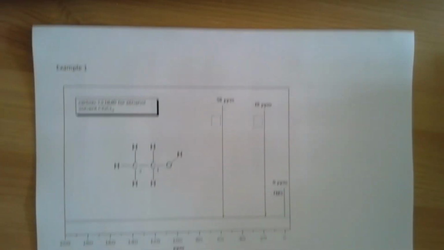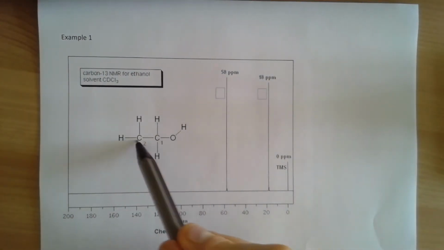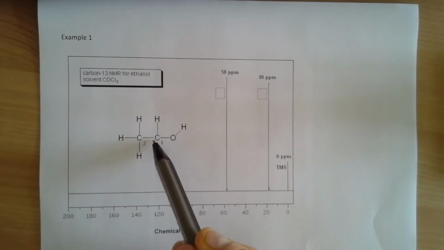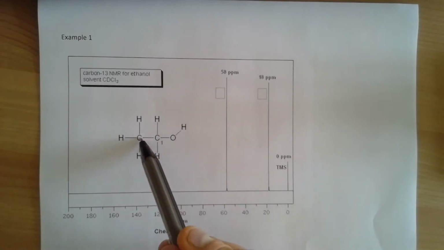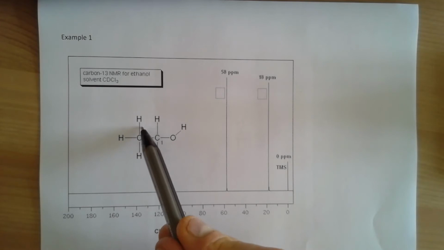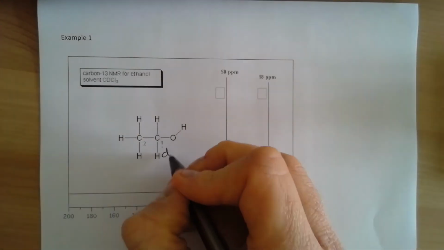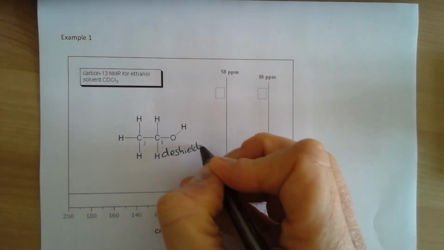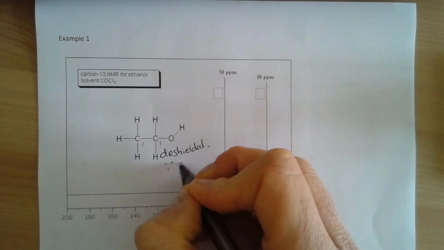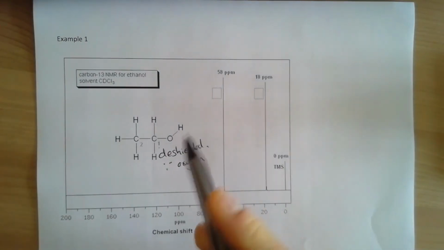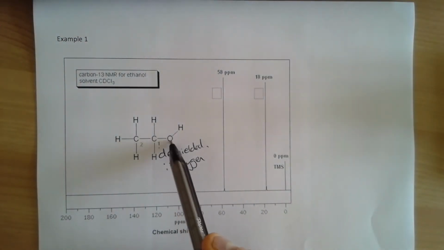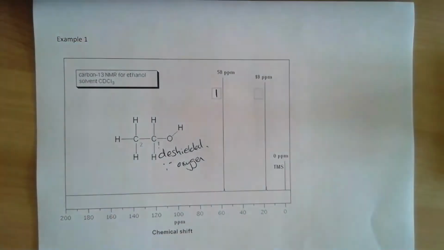So, example number 1 is ethanol. There are 2 different carbon environments in here. That carbon is attached to an oxygen, a carbon and 2 hydrogens. This carbon is attached to a carbon and 3 hydrogens, so it's a different environment. Carbon environment number 1 is going to be more de-shielded because of the electron withdrawing impact of that electronegative oxygen atom there. So we expect that to be environment number 1.